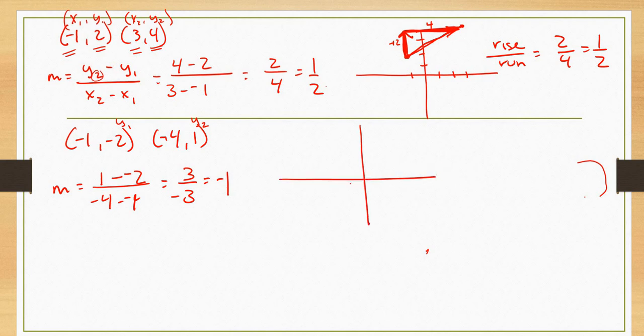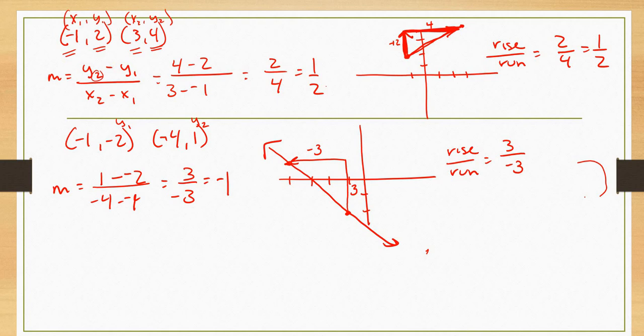So on the graph, -1, -2, and -4, 1. And again, if I go from one to the other, first doing my rise or my up and down, I'm going up 3 units, and then I'm going to the left 3, and going left is negative. So my rise over run is also 3 over negative 3. And that's the slope of the line that passes through those 2 points.